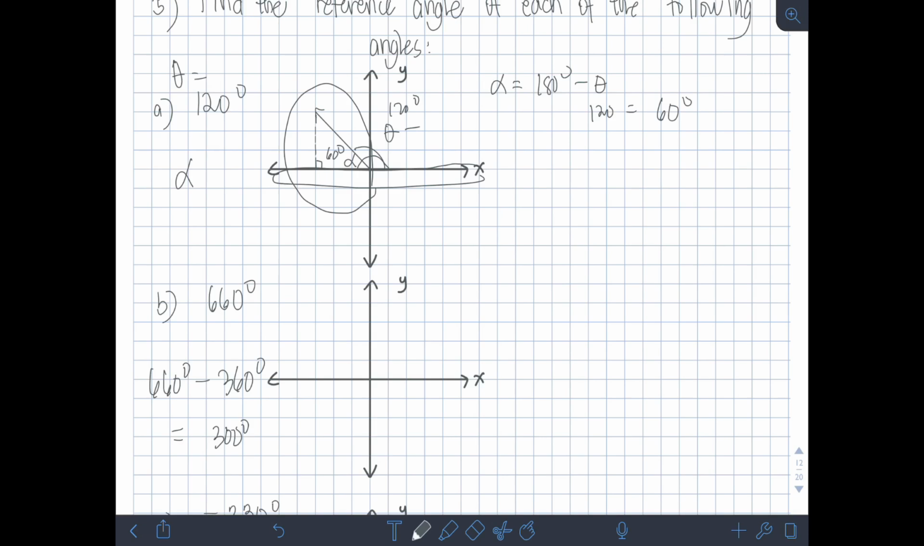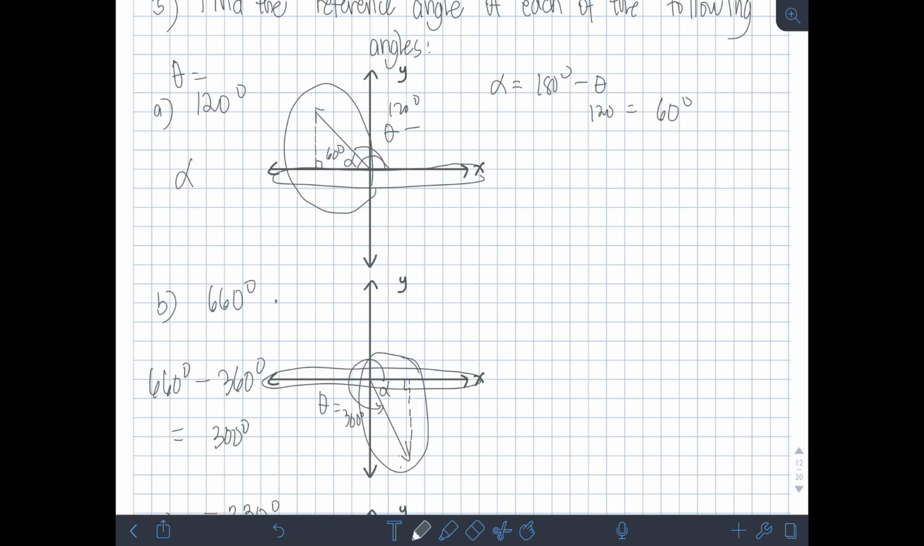Pwede natin i-apply yung formula natin kanina. So, approximately dito siya. Itong theta natin. Approximately lang. Right? So, nasa quadrant 4 siya. So, equal yung 660 degree sa 300 degree kasi coterminal sila. Okay? Pareho yung terminal sides nila. So, pwede nating mahanap yung alpha dito. Again, with respect pa rin sa x-axis. So, pag dinraw natin yung right triangle, ito siya.